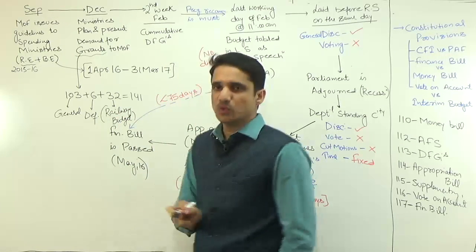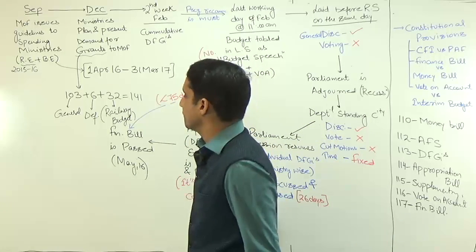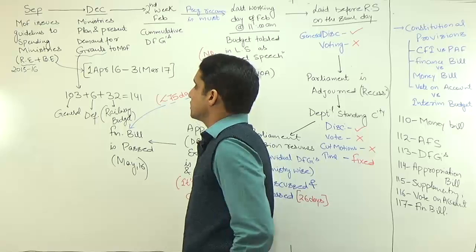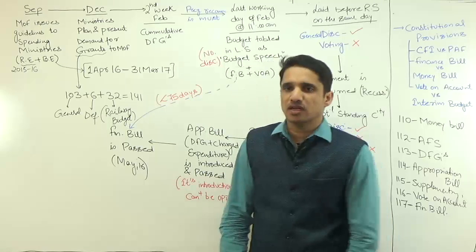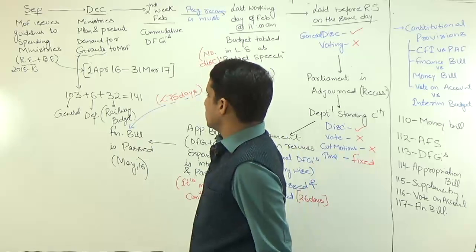Since 1921, the railway budget has been separated from the general budget, and this railway budget was started on the recommendations of the Acworth Committee. So it was started in 1921.